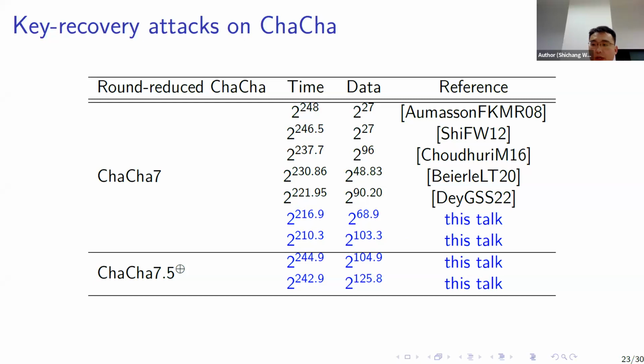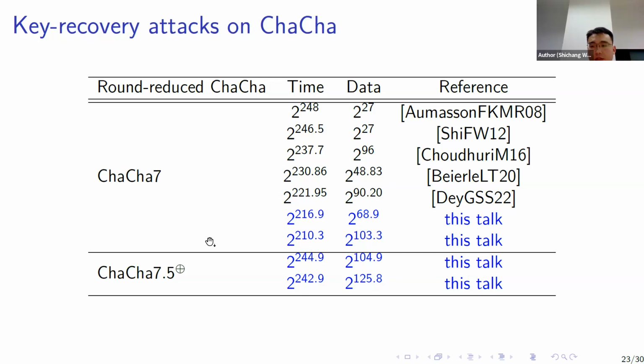As applications, we present several attacks on different versions of ChaCha with 256-bit key, and some of them are listed in the table with a comparison with the best known attacks. Specifically for 7 rounds of ChaCha, 2 key recovery attacks are given. One is with a time complexity of 2 to the power 210.3. Another one is launched with time and data complexity both less than the previous best known attacks.